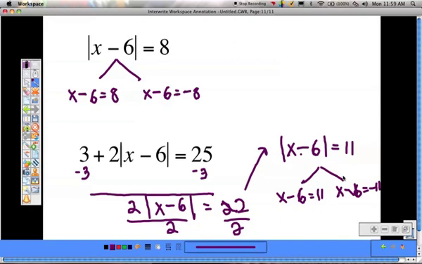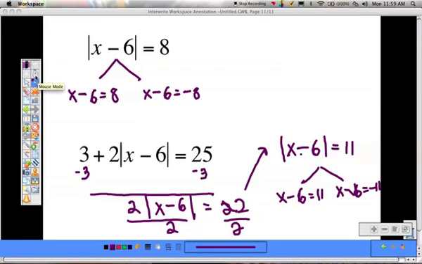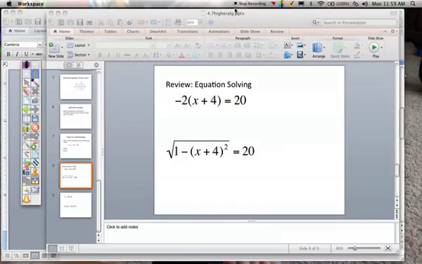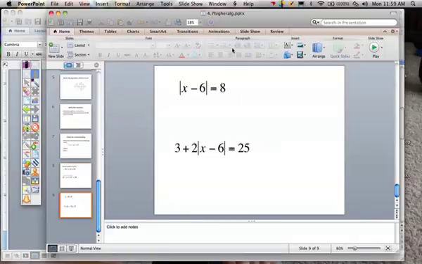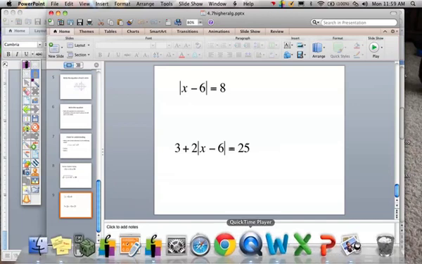So basically with the absolute value, get the absolute value by itself, then split it up into the positive and negative. And I think that's it. Yep. All right, so do the worksheet, and I think that there's a book assignment as well.